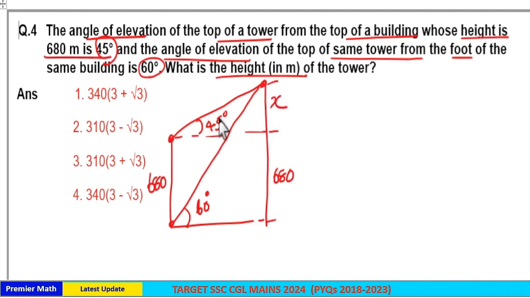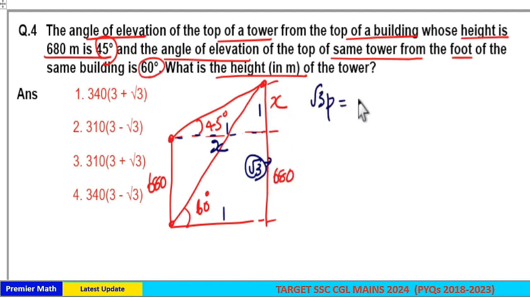Now, from this upper triangle, tan 45 is equal to 1, which means the opposite side and adjacent side are in the ratio 1:1. If one part is x, then this is also one part, which is x. So this horizontal distance is constant, which is x. Now from this larger triangle, tan 60 is √3, which means the opposite side and adjacent side are in the ratio √3:1. Now √3 part is equal to 680 plus x.